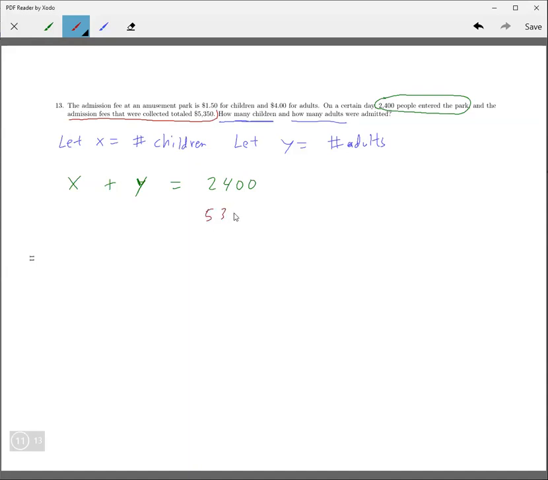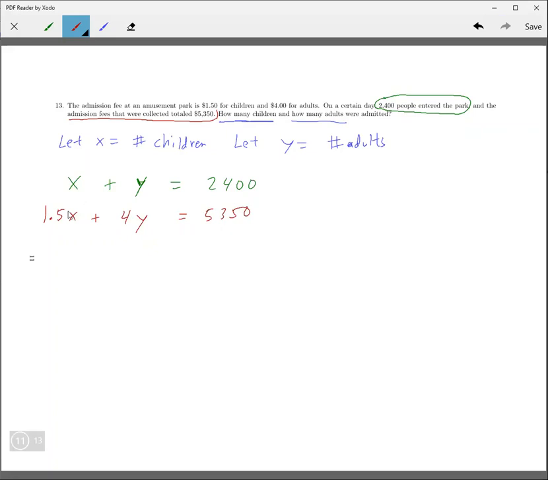So for each child, it's $1.50, and for each adult, it's $4. Okay, so that's how they get that. So this is what's going to be collected. For each child, they're collecting $1.50, so the revenue from children is 1.5 times the number of children, and then it's $4 per adult. So the revenue for adults would be 4 times the number of adults, and then the total revenue is $53.50. Okay.